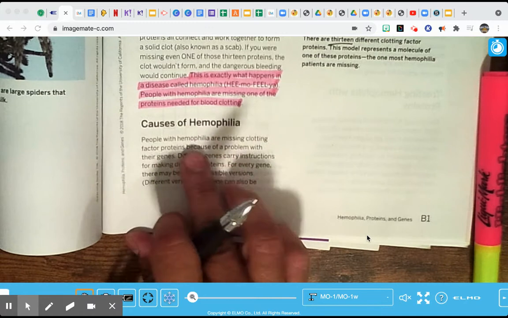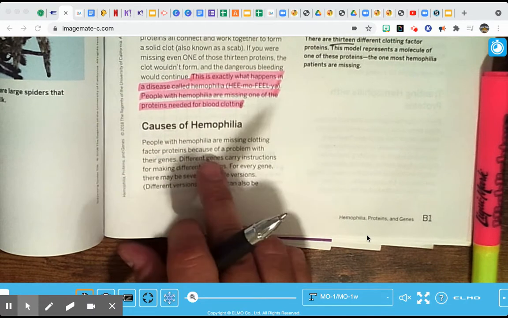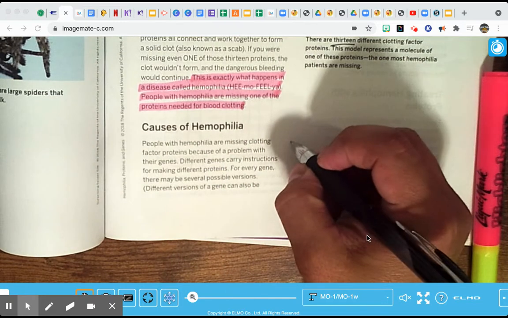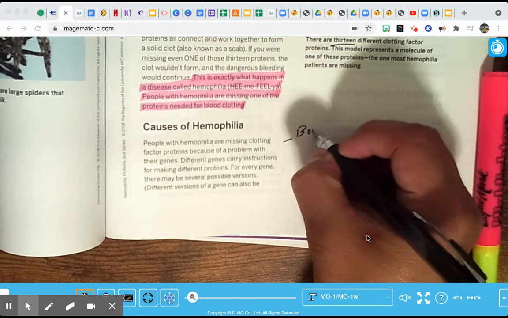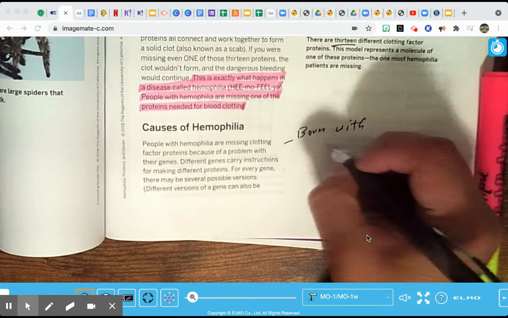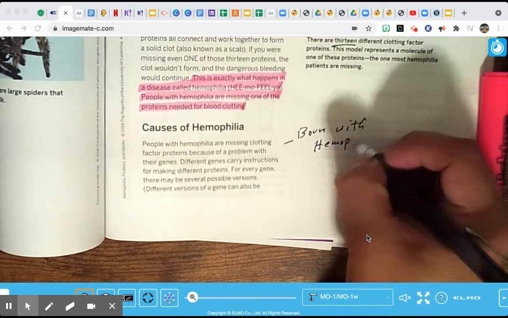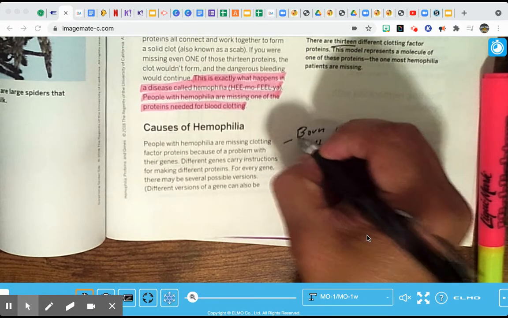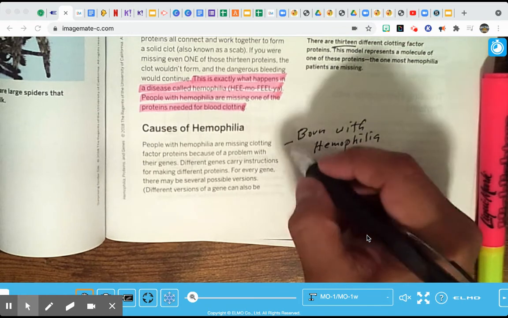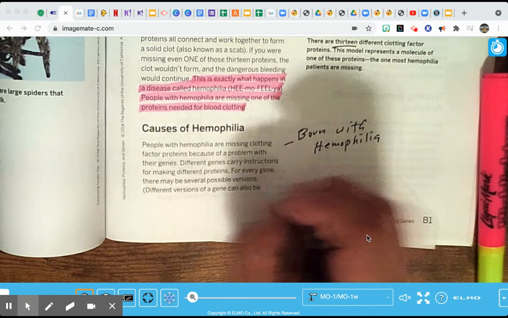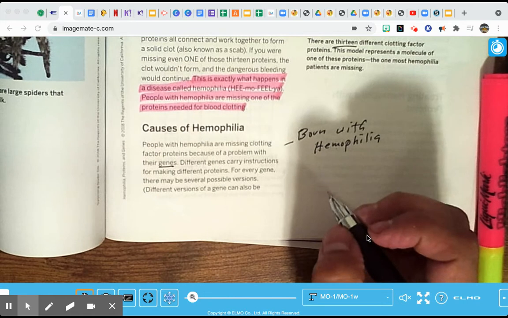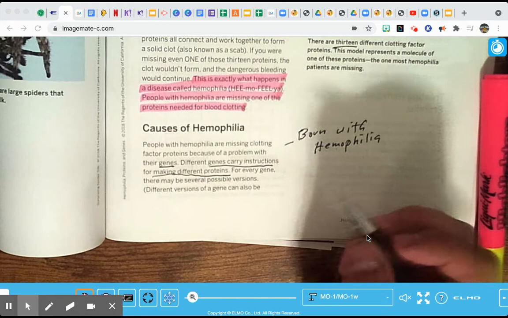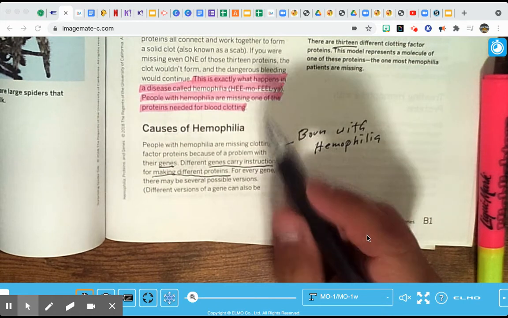So people with hemophilia are missing clotting proteins because of a problem with their genes. So you are born with hemophilia. It's not the food you eat. It's not because you don't exercise. You are just born with hemophilia. And it has to do with your genes. Okay. And the genes, as we know, carry instructions to make different proteins. There may be several possible versions.